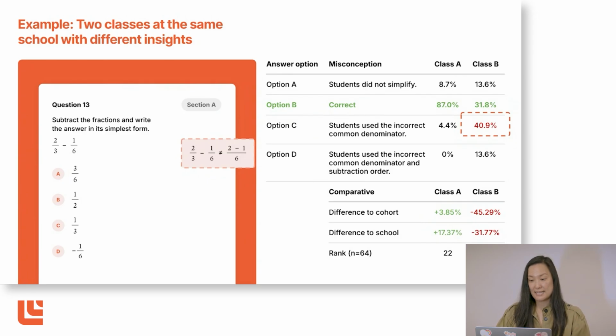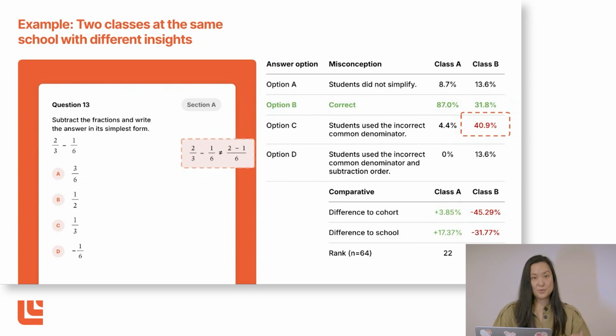If you look at class B, where they have 31% correct, their data is very different in that there is 40% that all chose option C. So 40% of this class all have the same misconception that they use the incorrect common denominator.